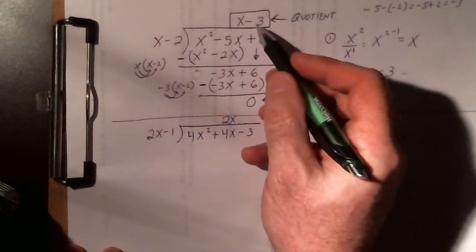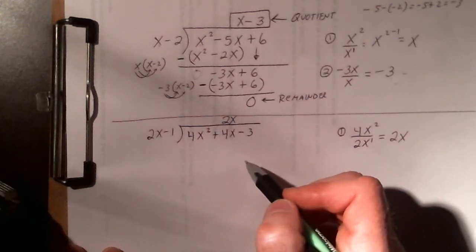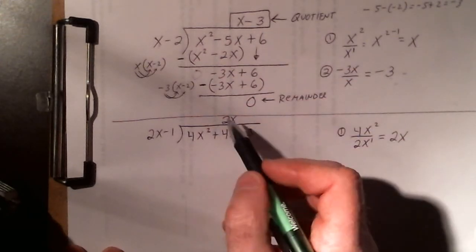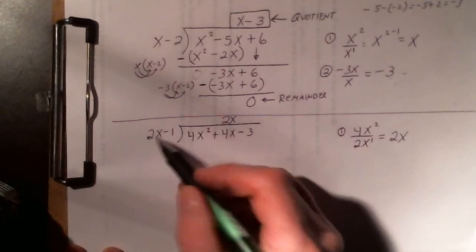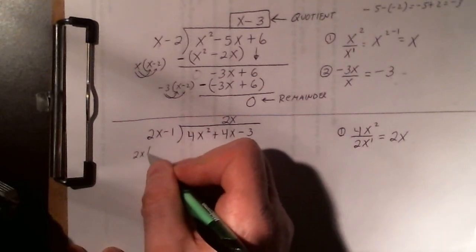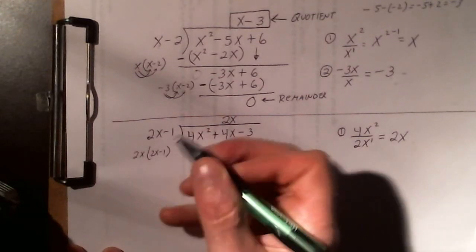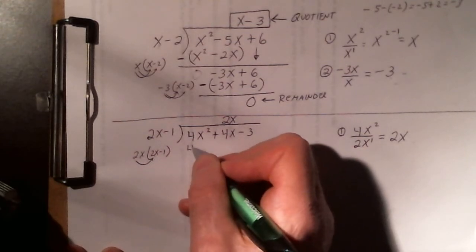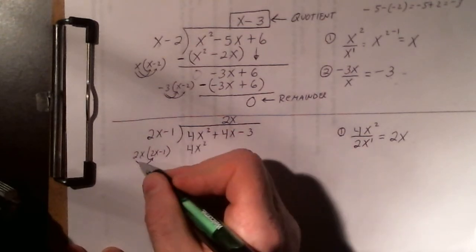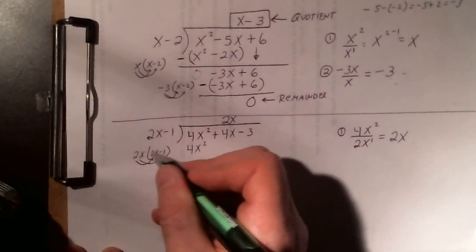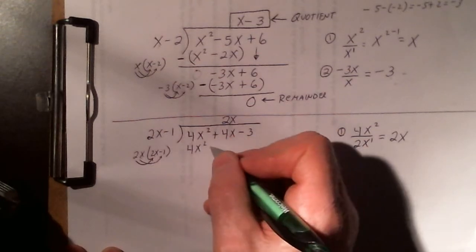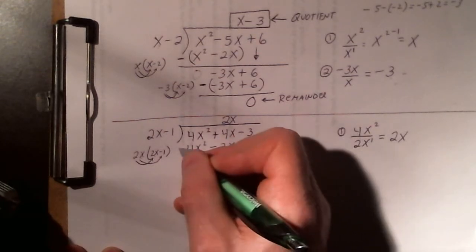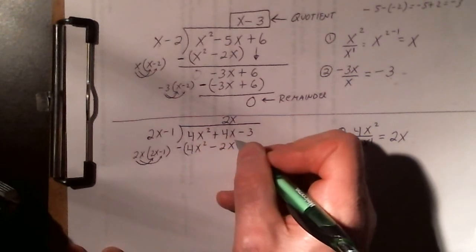Notice we keep like terms lined up in columns when we perform long polynomial division. The 2x now will get multiplied by the 2x minus 1. 2x times 2x is 4x squared. 2x gets multiplied by a negative 1. 2x times negative 1 is minus 2x. And now we subtract off the whole polynomial.